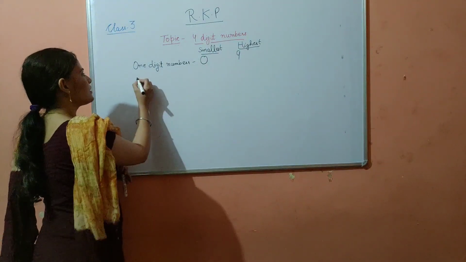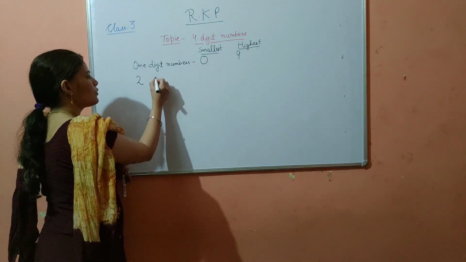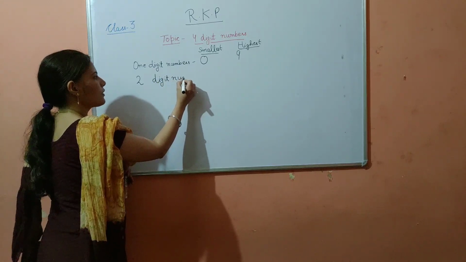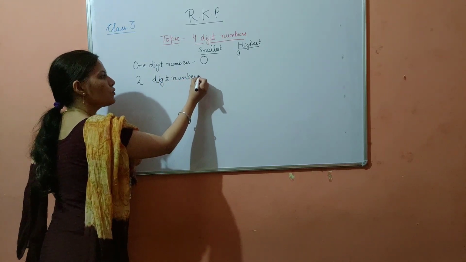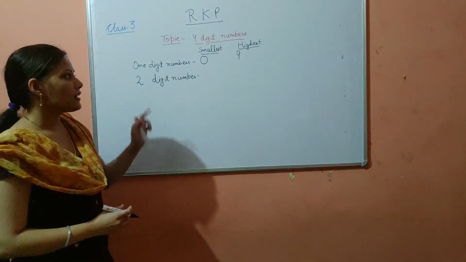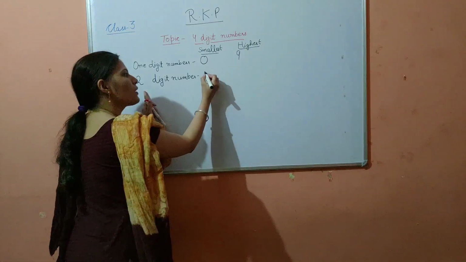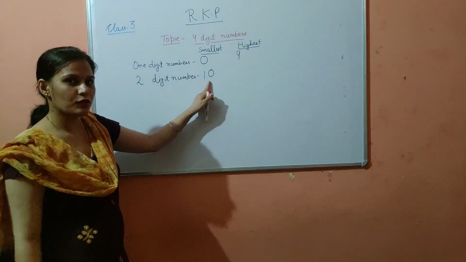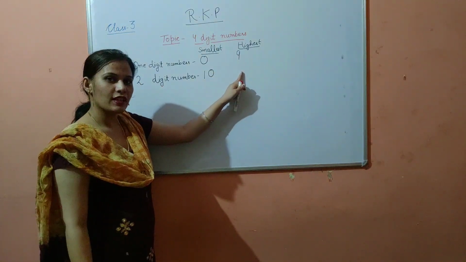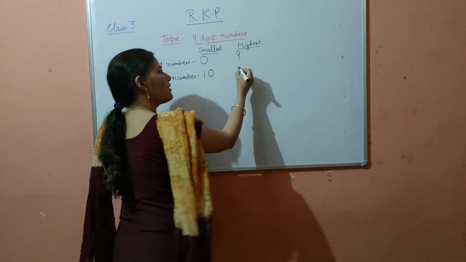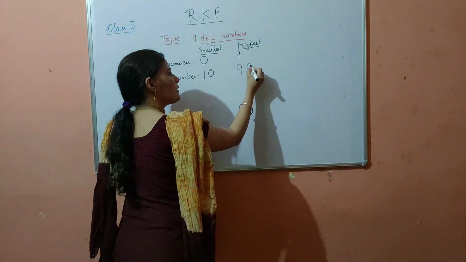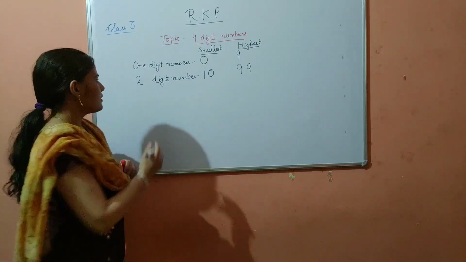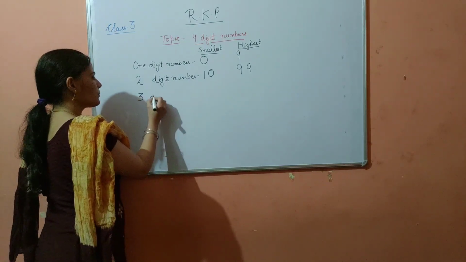Similarly, the 2-digit number. From where does the 2-digit number start? It starts from 1, 0, which means 10. Where does it end? 99.